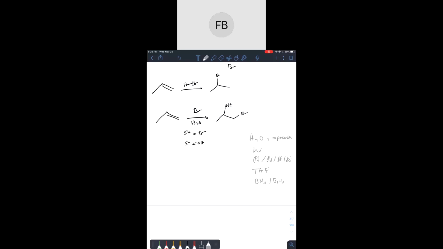All right, so going back, after that we have another one. This one's just elimination. So now I'm on 11C. This one's just elimination. So you just form a double bond, and you'll notice that the double bond can only go to one side, not the other.